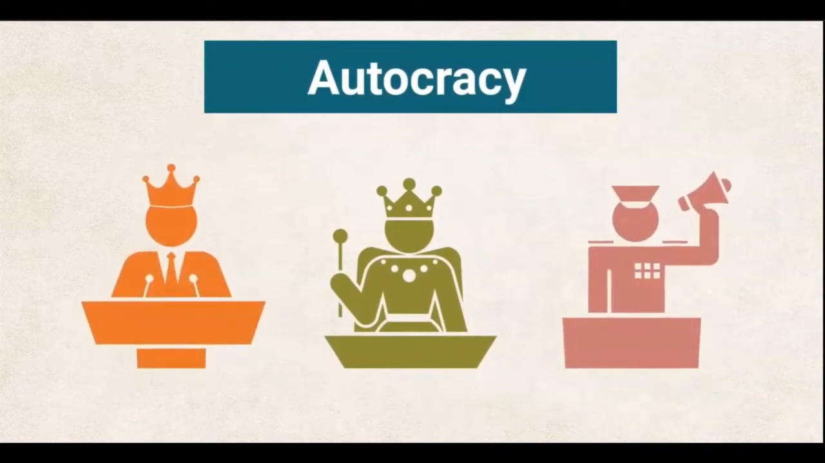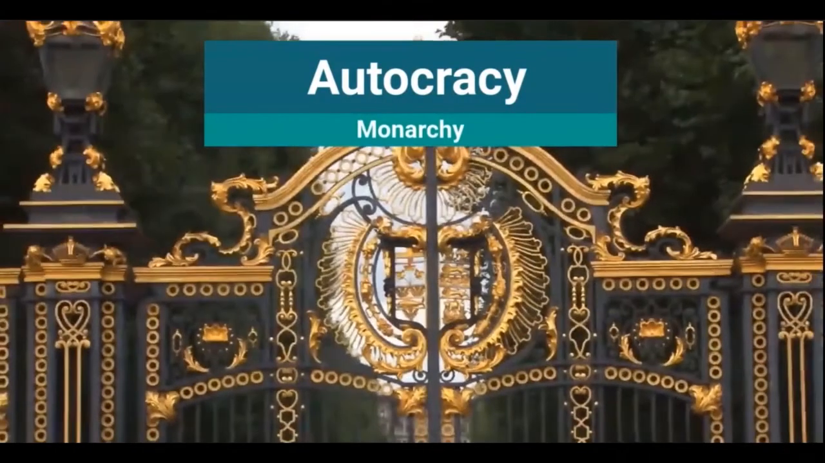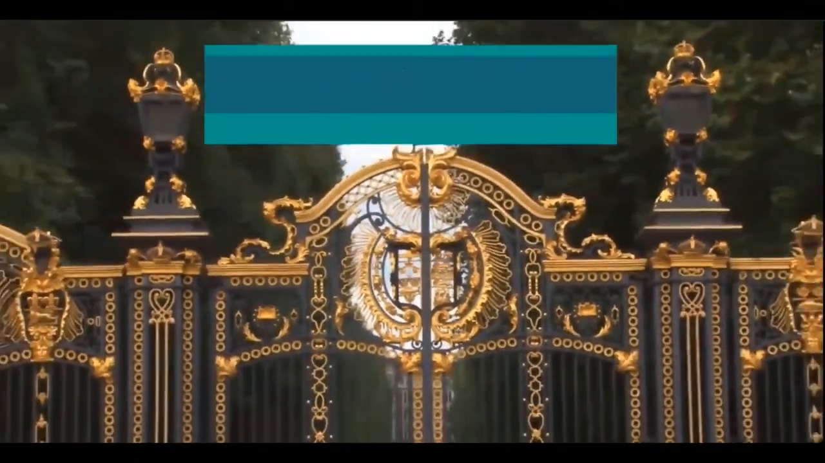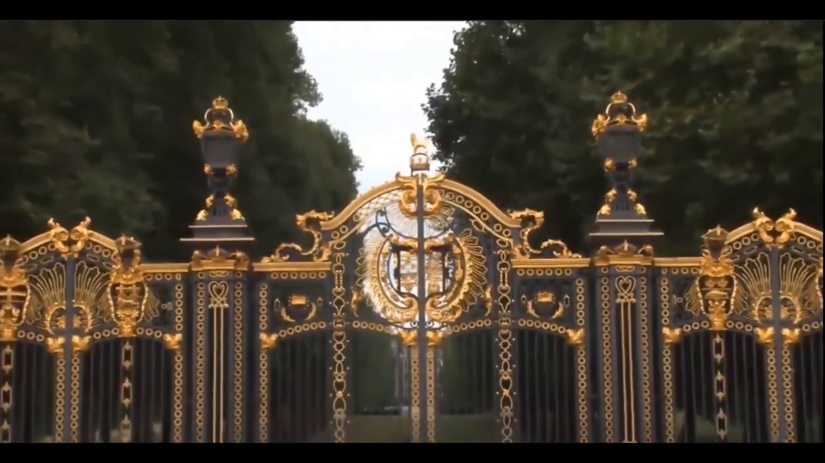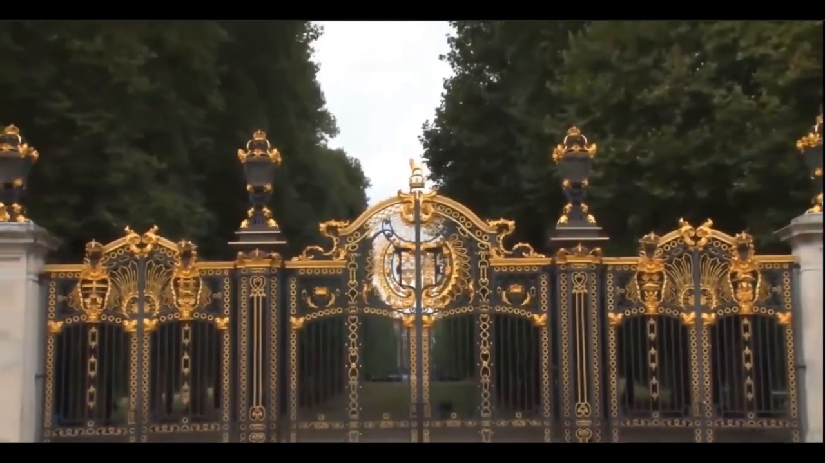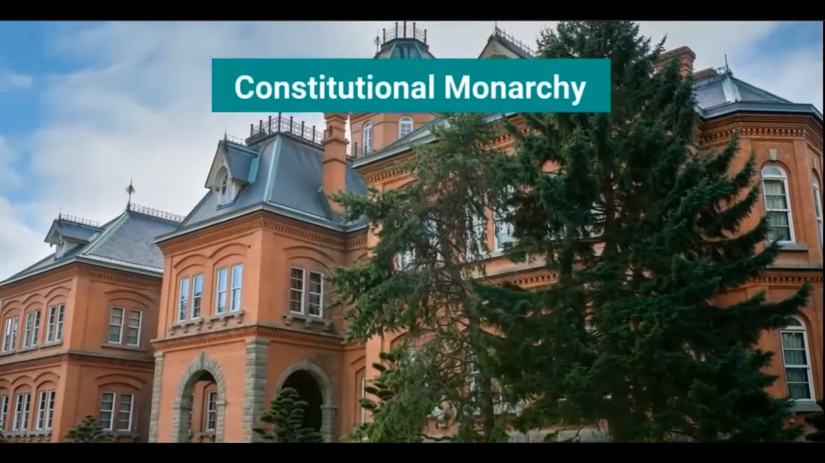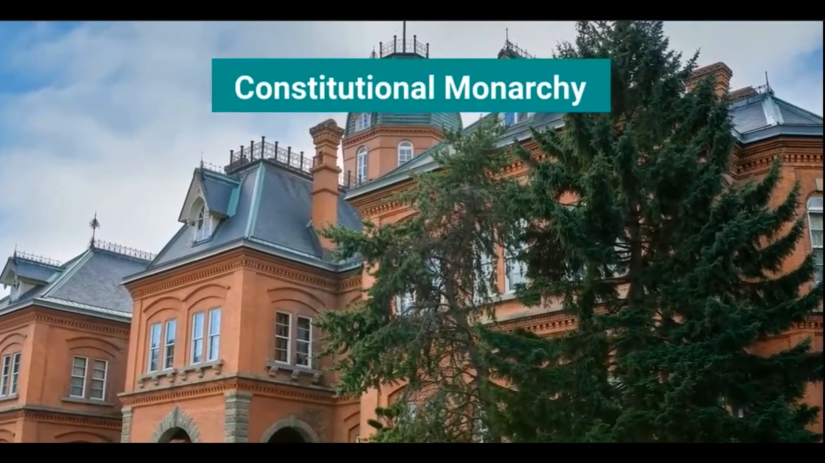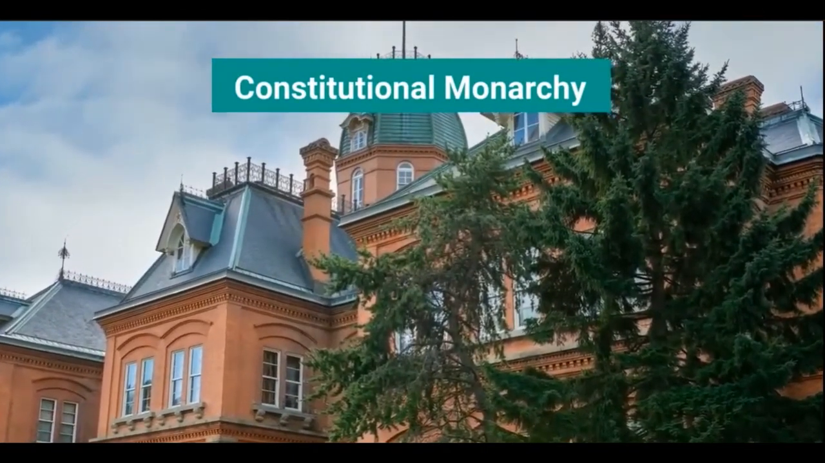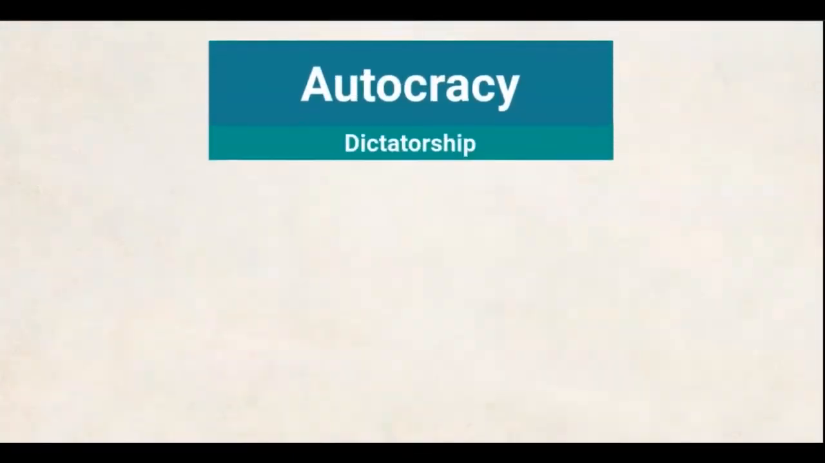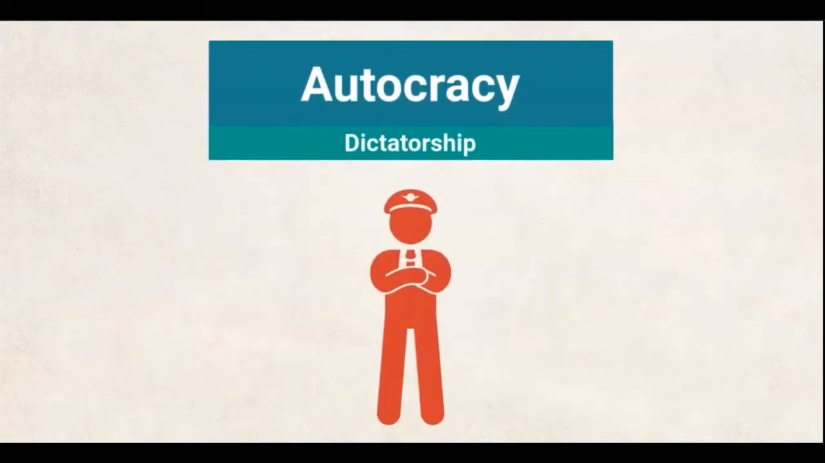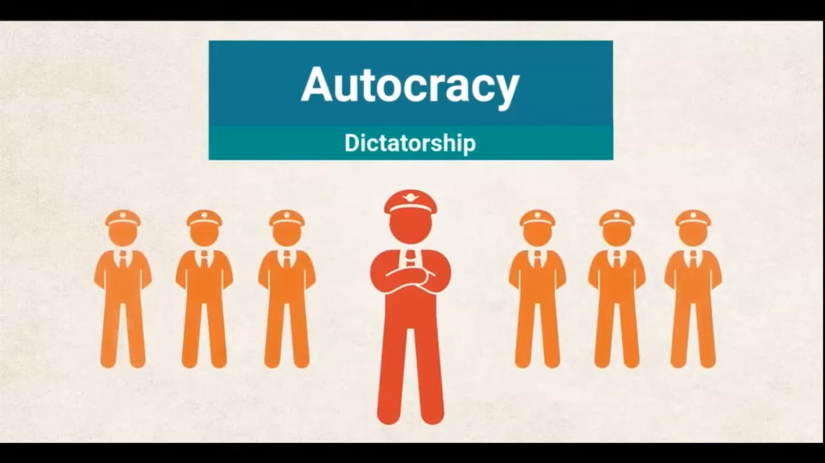There are a few different types of autocracies. A monarchy is an autocracy run by a queen or king. Monarchs rule for life and are hereditary, meaning only family members can become the new queen or king. In an absolute monarchy, there is a single ruler with no formal limits on power. In a constitutional monarchy, the monarch is limited by a constitution and laws. A dictatorship is an autocracy where one person rules the nation by force, making all government decisions, sometimes with the help of advisors.